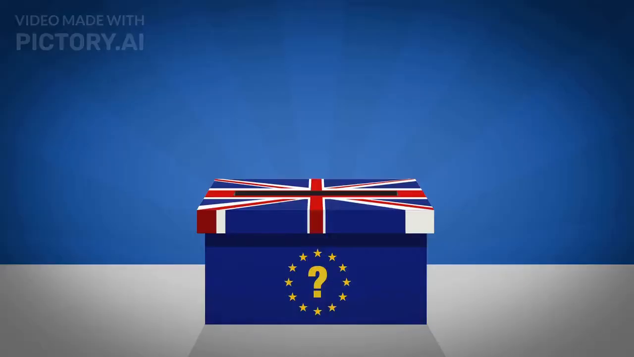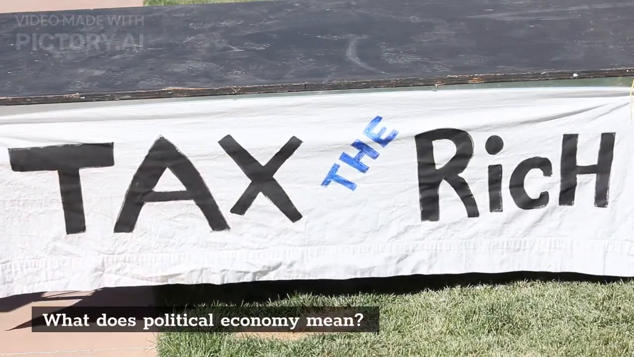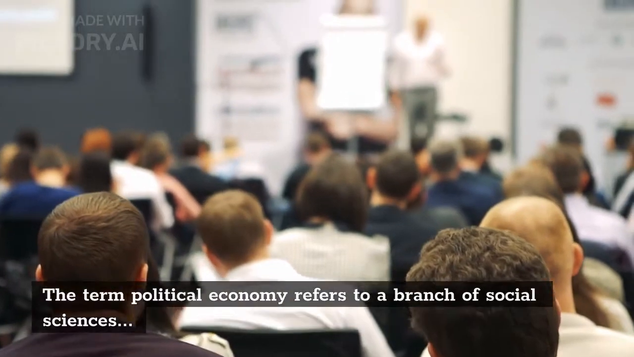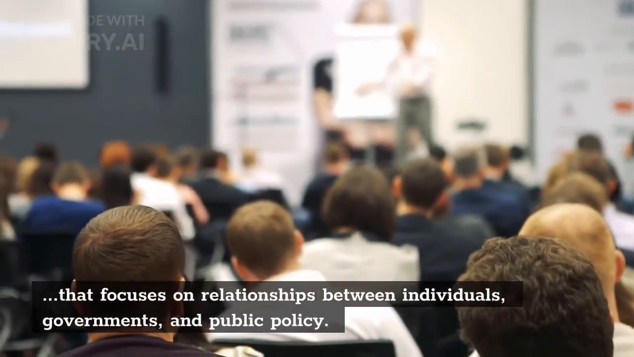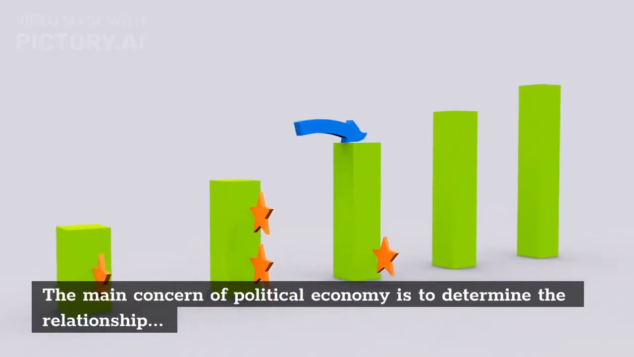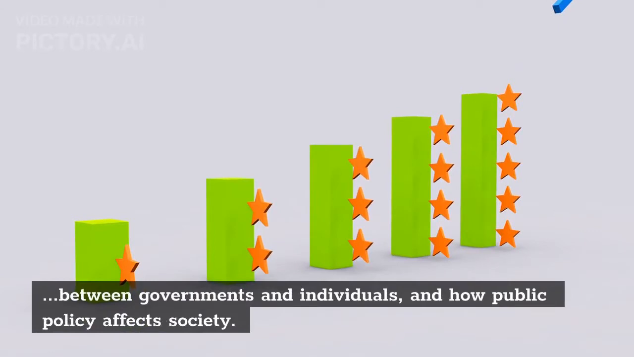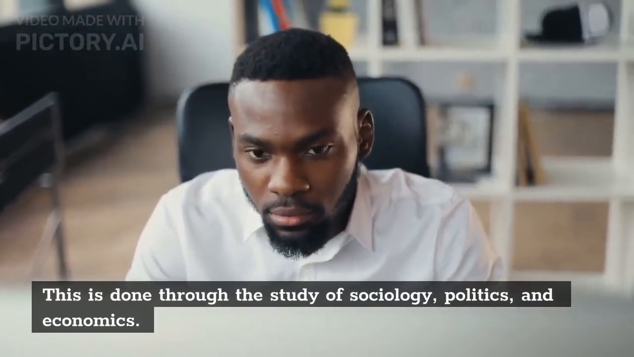Political economy FAQs. What does political economy mean? The term political economy refers to a branch of social sciences that focuses on relationships between individuals, governments, and public policy. What is the primary concern of political economy? The main concern of political economy is to determine the relationship between governments and individuals, and how public policy affects society. This is done through the study of sociology, politics, and economics.